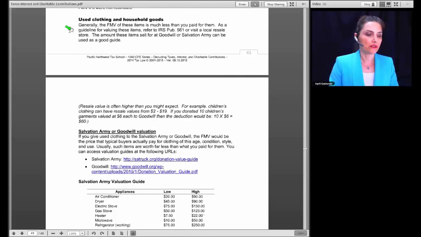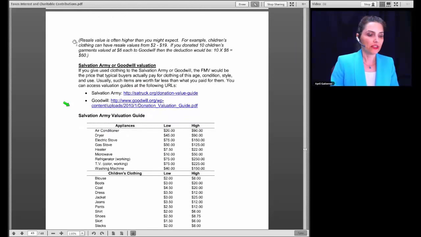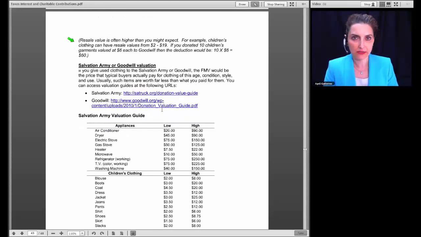Used clothing and household goods, generally the fair market value of these items is much less than you paid for them. And as a guideline for valuing these items, you should refer to Publication 561 or visit a local resale store. The amount these items sell for at Goodwill or Salvation Army can be used as a good guide. Resale value is often higher than a client might expect, and just as often I have clients that think their stuff is worth far more than it really is.